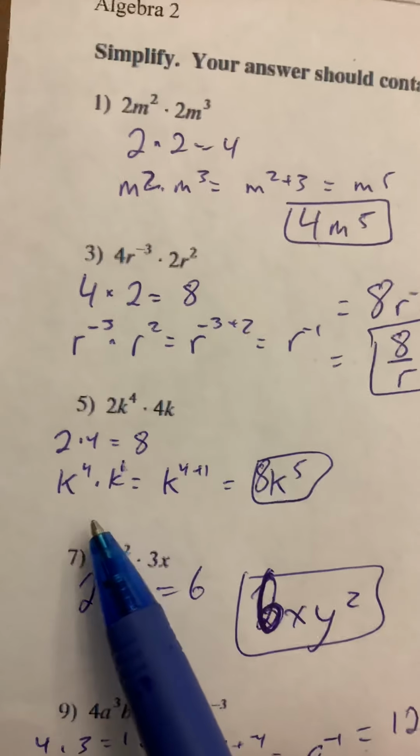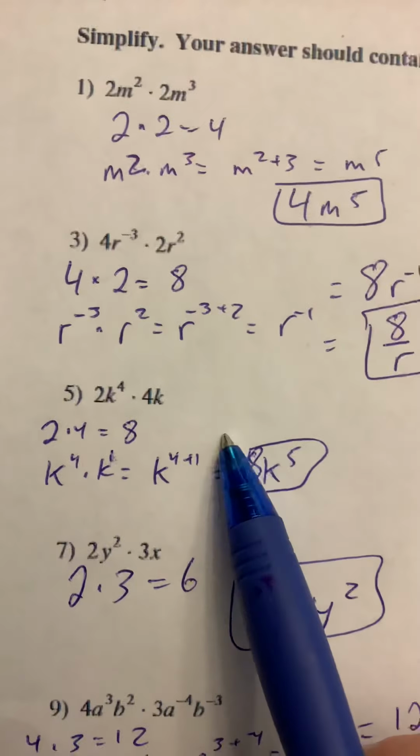There we go. And then we have k to the power of 4 plus 1. 4 plus 1 is 5, so we have 8k to the fifth power.